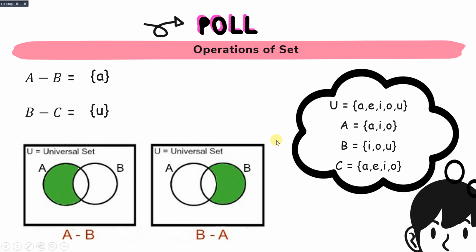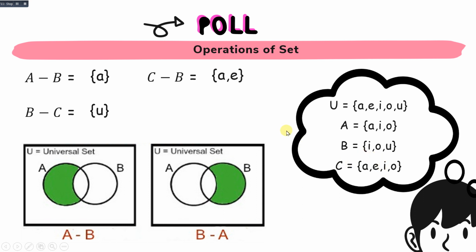Another example, the difference of set C and set B, C and B. We will check C. In C, is there any A in set B? There is none. Do we have element E in set B? None. But do we have I in set B? Okay, we cross that out. Do we have element O in set B? We cross that out. So what is left is A and E. That is why the answer is A and E.